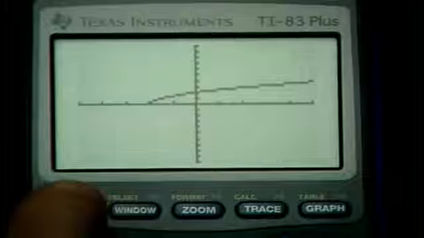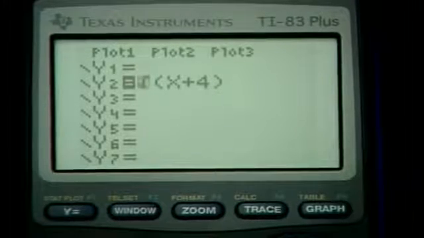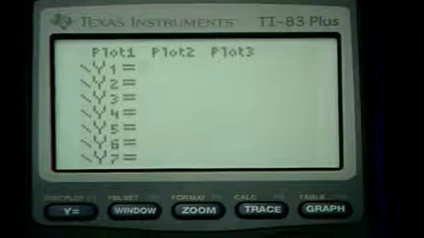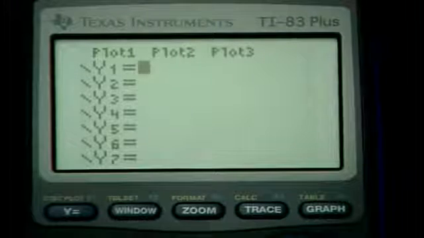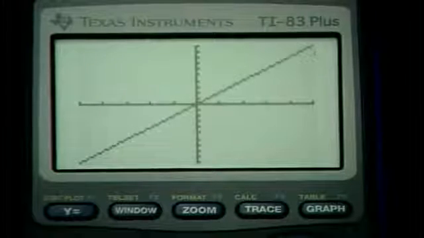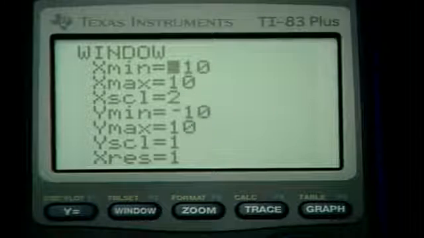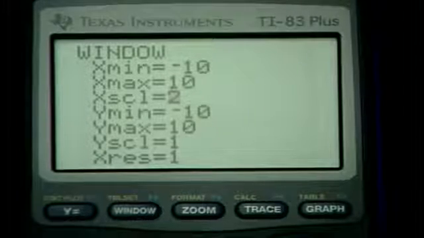Now let's go back and take off these equations. I'm pressing clear, cursor down, press clear, and now I just want to enter Y equals X and look at its graph. Now we're on default settings, I think. Let me look at the window settings. Yeah, except for the scale. The scale is generally 1.